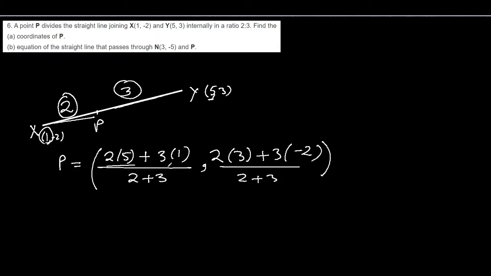So 10 plus 3, 13, divided by 5, and 6 minus 6, 0, divided by 5 is 0. This is the coordinate. Part B. Equation of the straight line that passes through N (3, -5) and P. So let's say N is here, and the coordinates of N are (3, -5). And this is the line which passes through P and N.